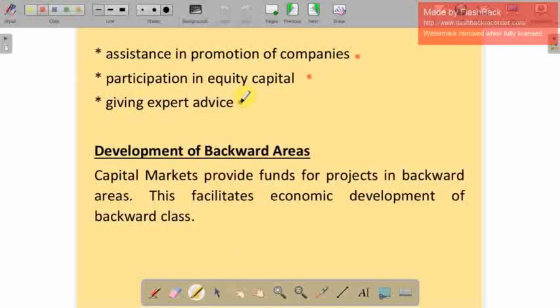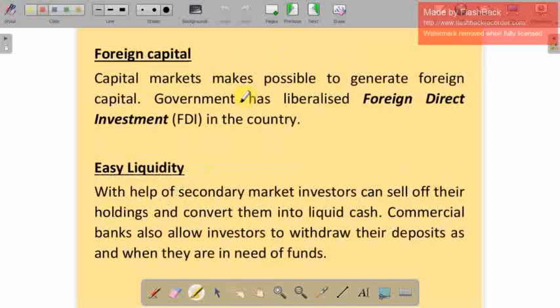And development of backward areas. The capital market provides a fund for projects in backward areas. So this facility enables economic development of backward areas: funds were collected from the people and invested in the backward areas. So the backward area will also be developed.